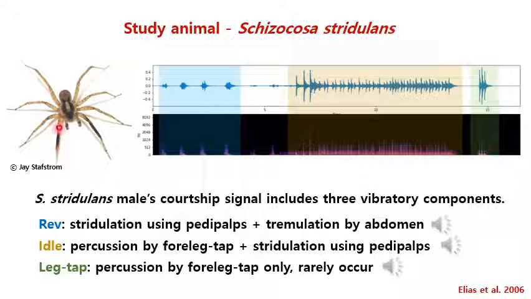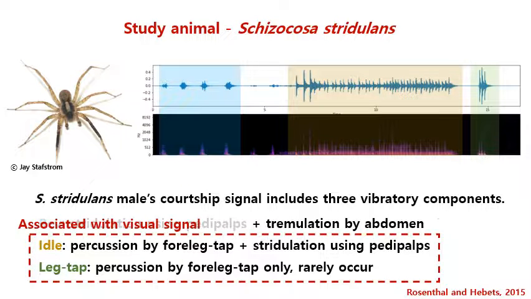And idle is produced by percussion by four-leg taps and stridulation using pedipalps. And this is the idle sound. And leg tap, which is the first part of the idle, the percussion by four-leg taps, only rarely occurs during their courtship signal. And this is the leg tap sound. Also, idle and leg tap are associated with the visual signal component, four-leg tapping. And there is evidence that the visual courtship rate is critical for the mating success of this species.